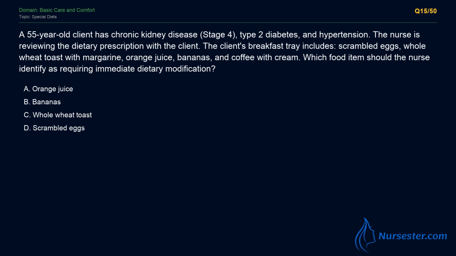Option A, orange juice. Option B, bananas. Option C, whole wheat toast. Option D, scrambled eggs.